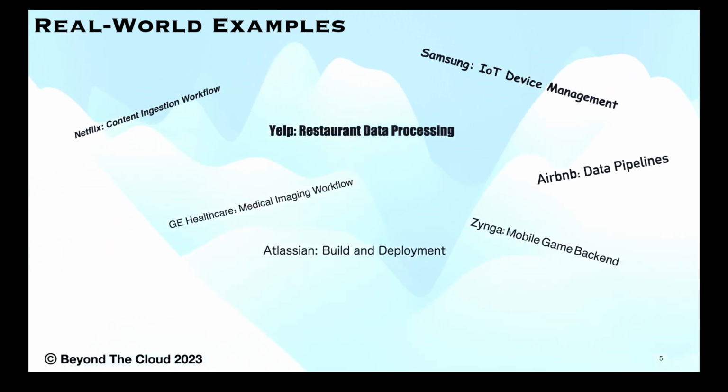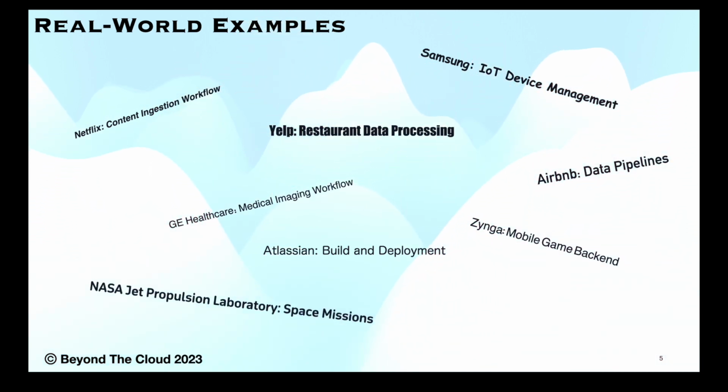The next one is Zynga, mobile game backend. Zynga is a mobile gaming company that employs AWS Step Functions to manage its game backend services. Game sessions often involve multiple steps, from player matchmaking to gameplay monitoring and everything else. Step Functions help Zynga coordinate these steps efficiently, allowing for a better game experience and scalability.